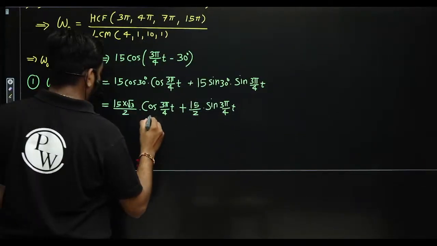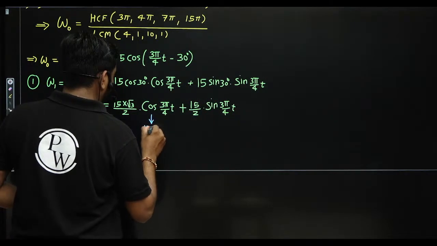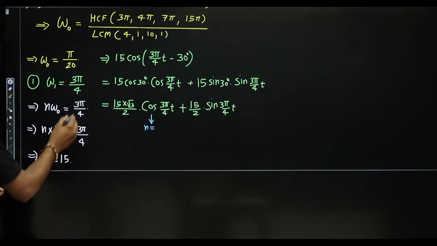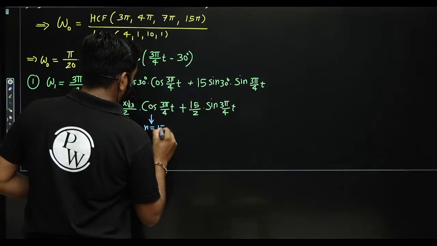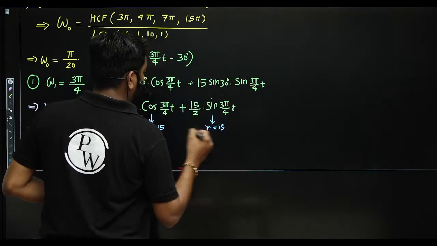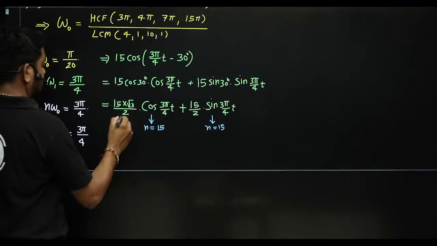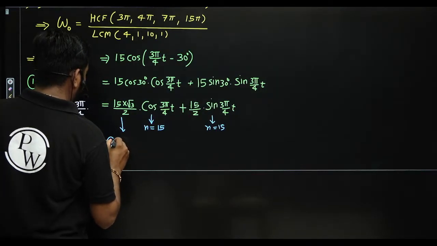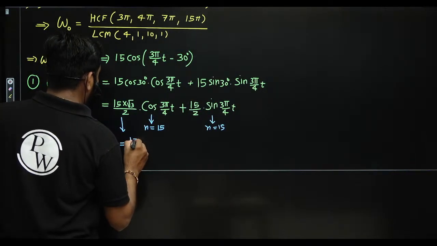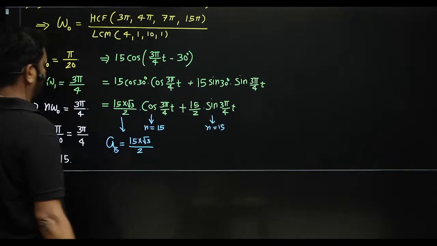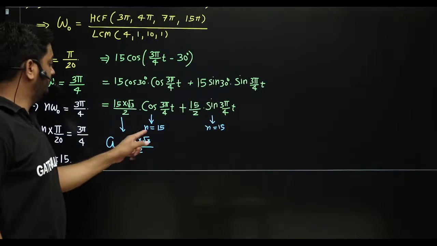We got the value of n. So here n is equal to what, guys? See, 3 pi by 4, n equal to 15. So here n equal to 15. For this also n is equal to 15, guys. Now the corresponding coefficient corresponding to cos is A15. So this is A15, guys. A15 is equal to 15 root 3 by 2. Correct? A15 is equal to what? 15 root 3 by 2.